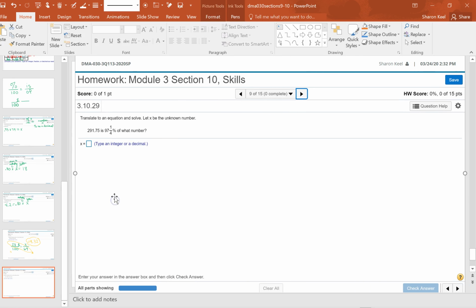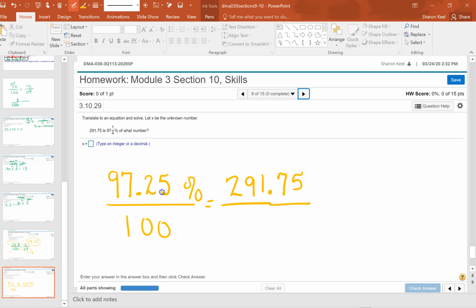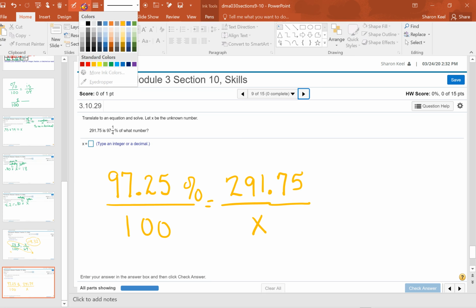Here's another one. Again, we are going to draw the line, put the 100 on the bottom, percent goes here, and then we're going to look for the is and the of. 291.75 is. That goes on the top. 291.75 is 97.25%. Percent's going to go here. So we have 97.25. Personally, I know that 1/4 is a 0.25, and it's fine to type in the 0.25 instead of writing the 1/4. Either way is fine. Of what number? The of is in the bottom that we do not know what that is.